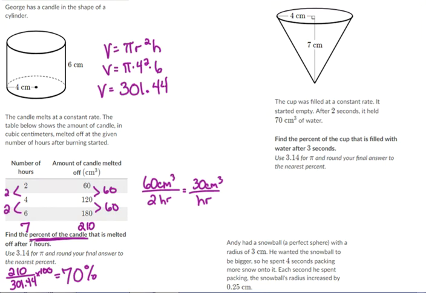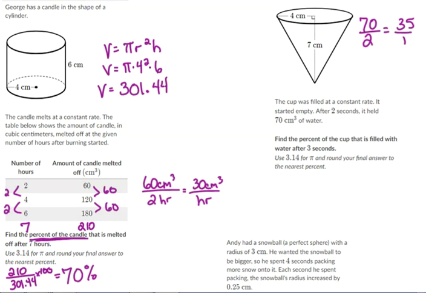Okay, we have a cone over here that they're saying is a cup. It was filled at a constant rate. It started empty. After 2 seconds, it held 70 cubic centimeters of water. Find the percent of the cup that is filled with water after 3 seconds. So similar thing. We've got to figure out our rate per 1 second. So what's our rate per 1 second? 35, because we did 70 in 2, so that's 35 in 1.